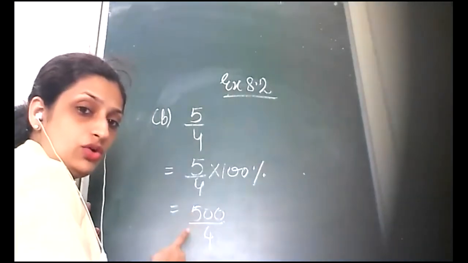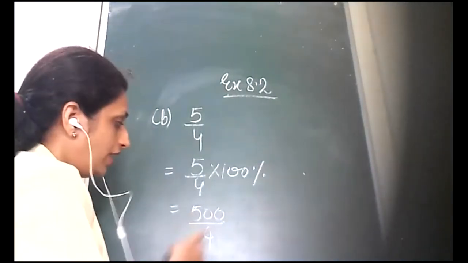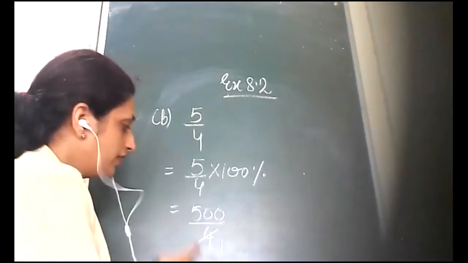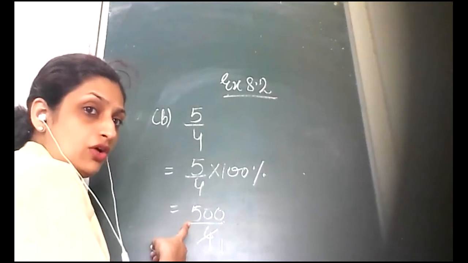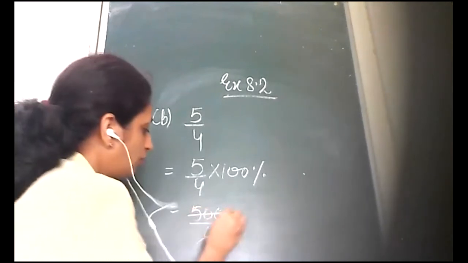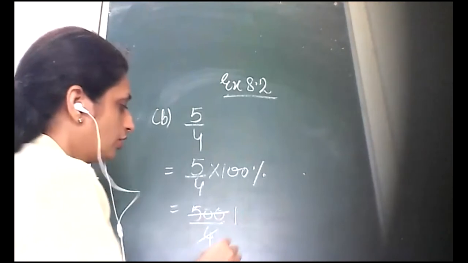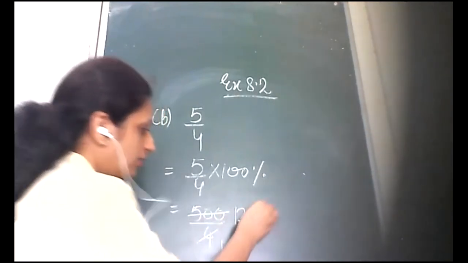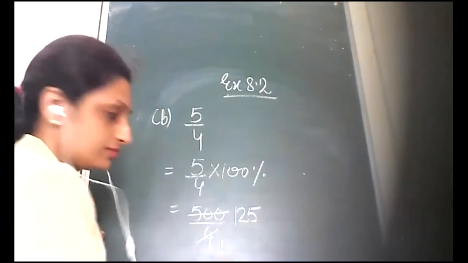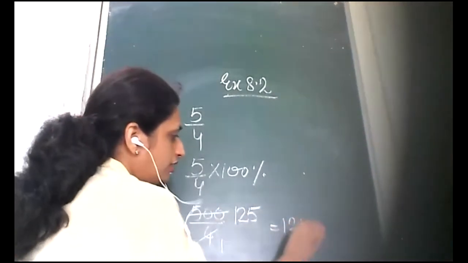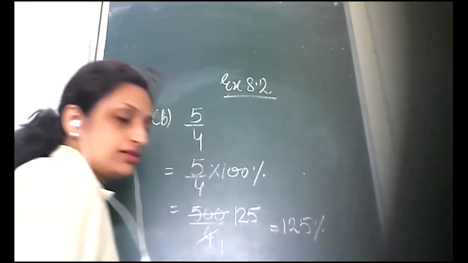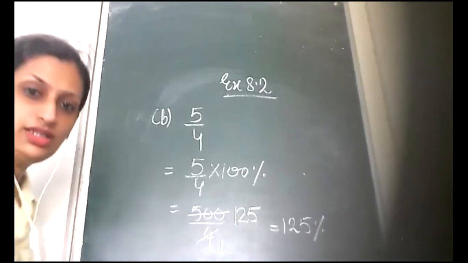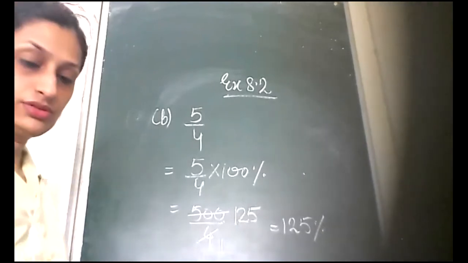Now change it to the lowest form. You have to cut this number. 4 1s are 4. Either you can divide the number simply or you can cut the numbers. 4 1s are 4, 1 is left. 4 2s are 8, 2 is left. 4 5s are 20. So it will be 125%. Okay. Clear? Yes, ma'am. This way only you have to do it.